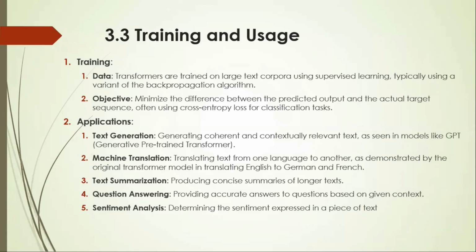The training aims to minimize the difference between the predicted output and the actual target sequence, often using the cross entropy loss for classification tasks. Now, cross entropy means if there is huge data in both the segments, the output may be lost and only some very basic summaries come out of that. That is the objective of any LLM. The applications of this model are text generation, machine translation, text summarization, question answering, and sentiment analysis. All this text-related stuff is related to the transformer.